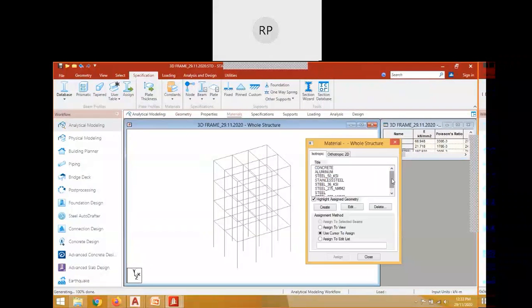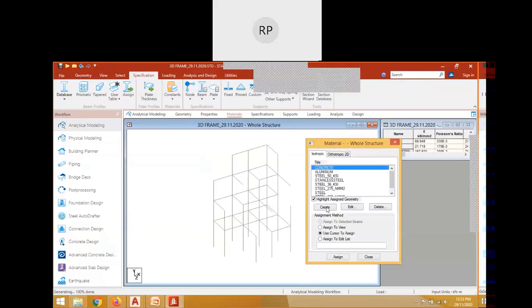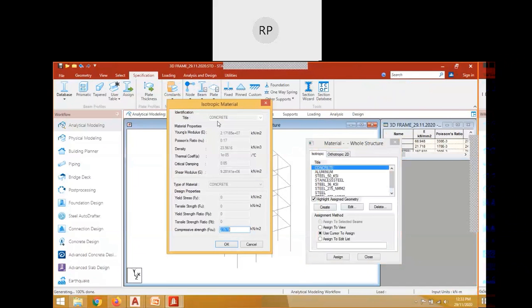Now, by default, if you see on this window, there are certain materials which are already available. You can use these materials or you can edit them with the help of the edit command. Now I am going to use concrete for this. Just click on the concrete and say edit. Now you will see other properties are locked here. You can put in the compressive strength of the concrete only. Here you can specify the compressive strength of the concrete you are going to use for the design purpose, right? So let us use M30 concrete.